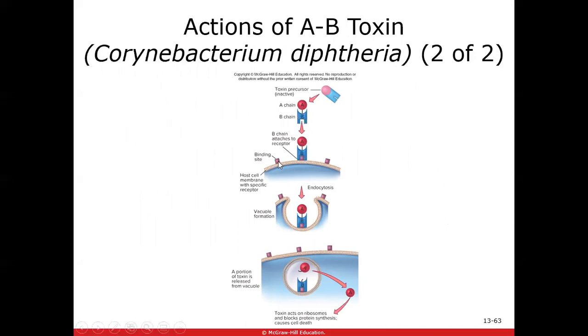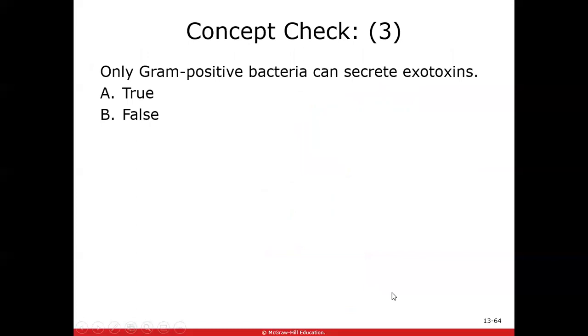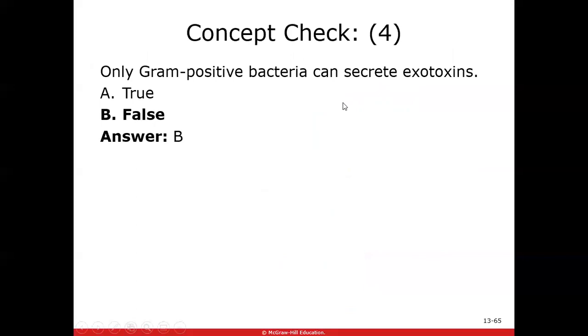So what happens, there's a receptor, and the B part attaches to the receptor. So once the B part attaches to the receptor, then it's able to gain access. And so now the A and the B come in, but then the B stays attached to this engulfed portion of the cell membrane, but the A part is released. Now, the toxin that was the A part acts on ribosomes and blocks protein synthesis, causing this cell to die. So there's an A part and a B part. The B part just gains access. The A part is the one that actually causes the disruption. Okay. And so only gram-positive bacteria can secrete exotoxins, true or false? That is false. Remember, it's the gram-negative cell wall, our cell membrane.